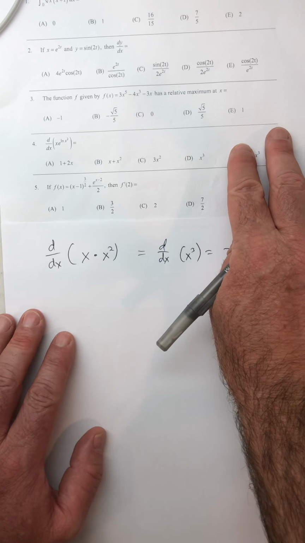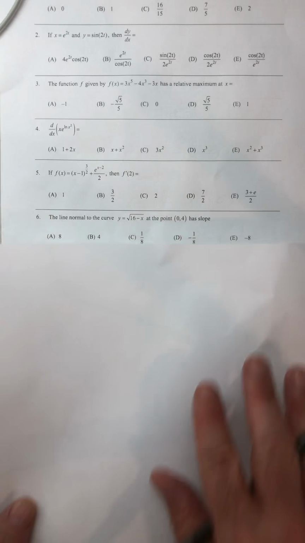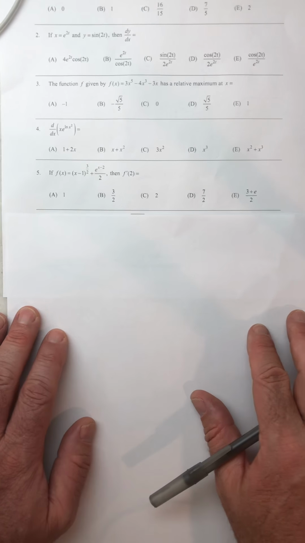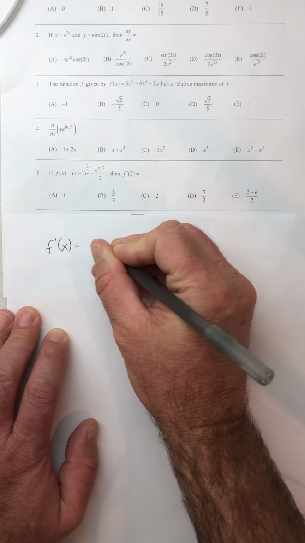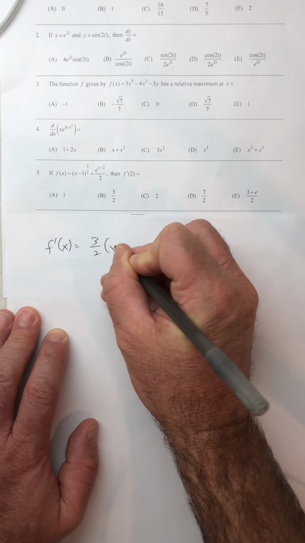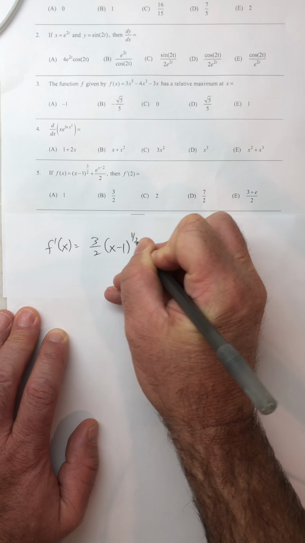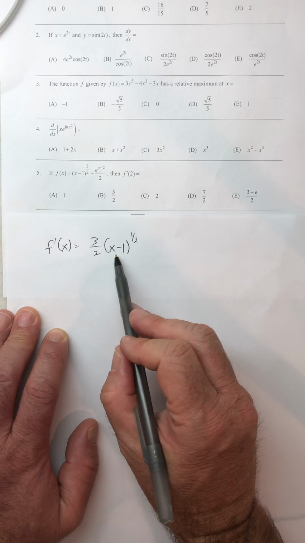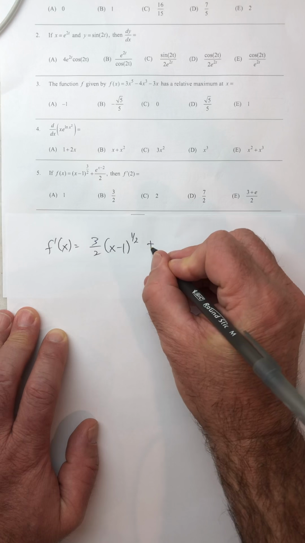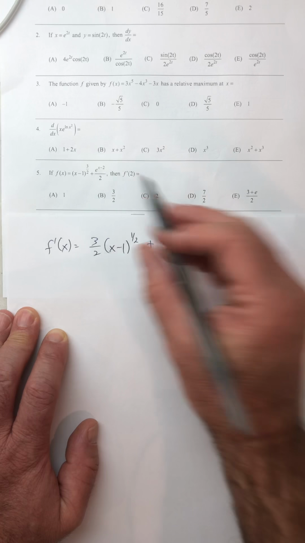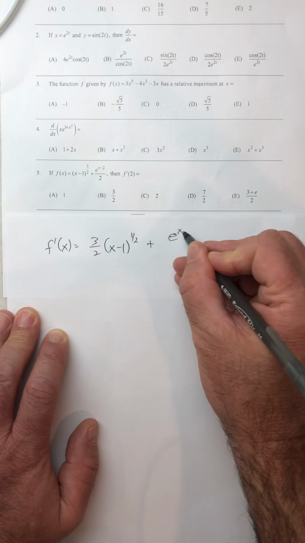Okay, on to number 5. I have another derivative here. This one cannot be simplified, so I'm going to jump right in with the derivative. I've got 3 halves, x minus 1 to the 1 half. I should be thinking chain rule here, but the x minus 1 has no derivative, so that's as far as I can go. The derivative of e to the x minus 2 is itself.